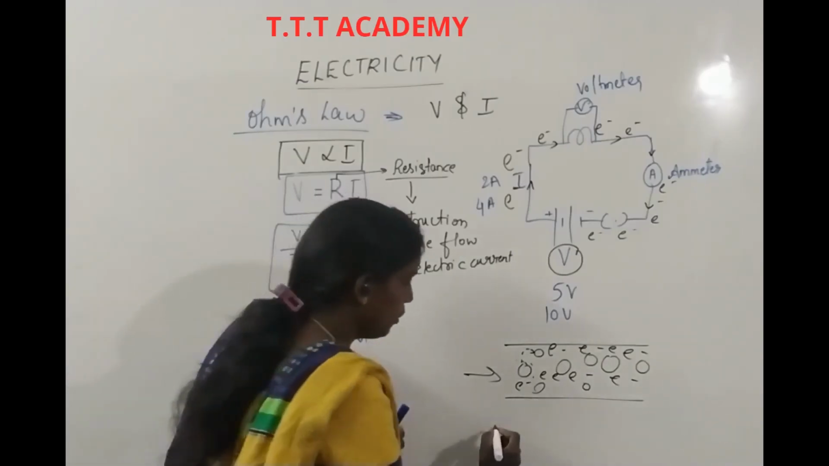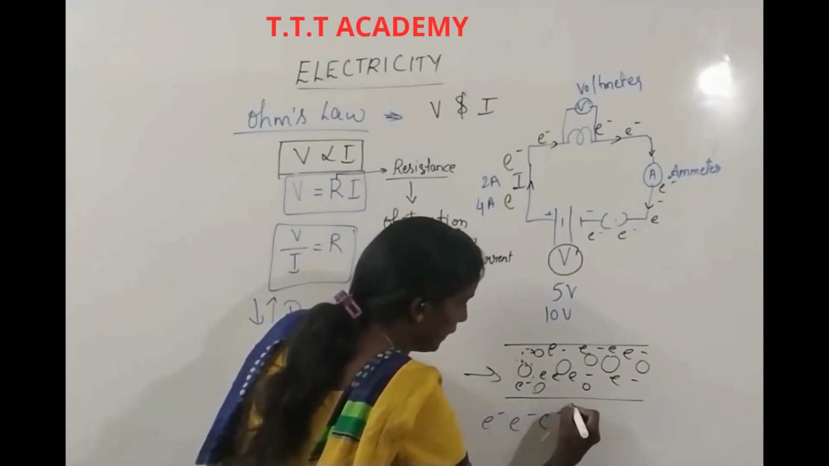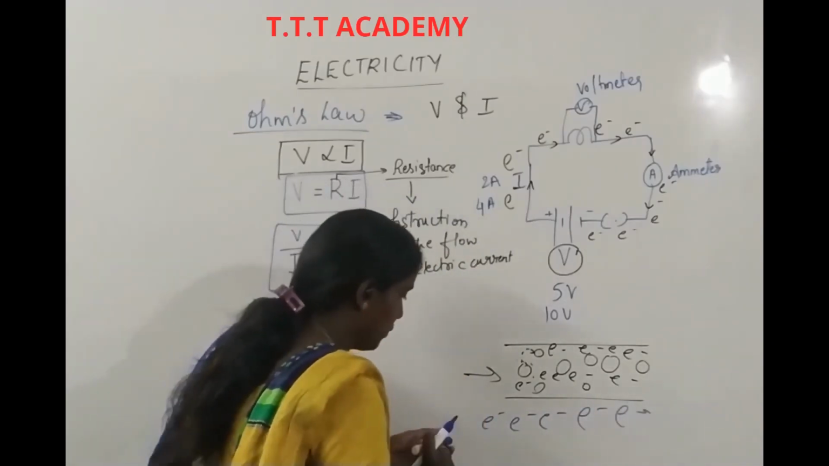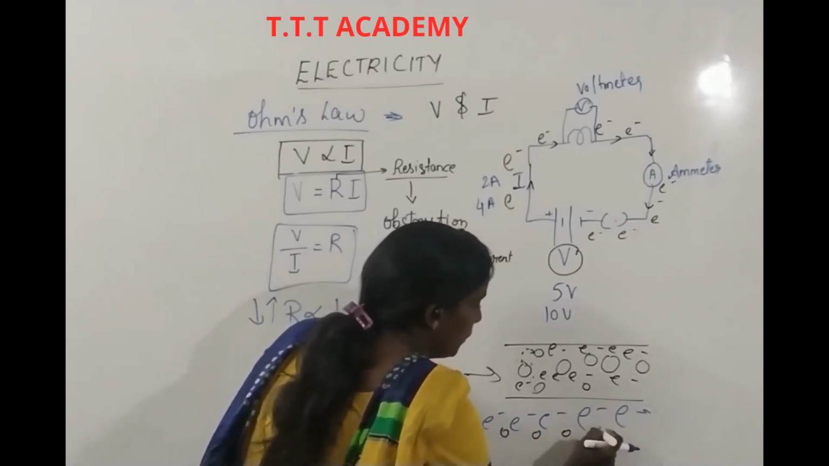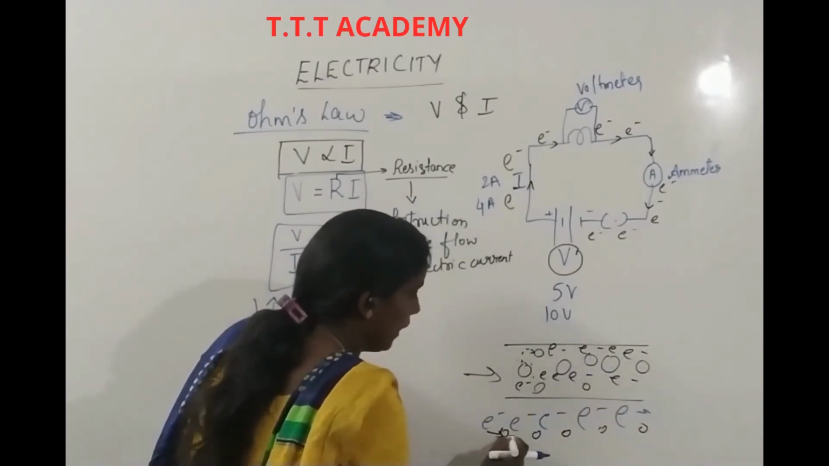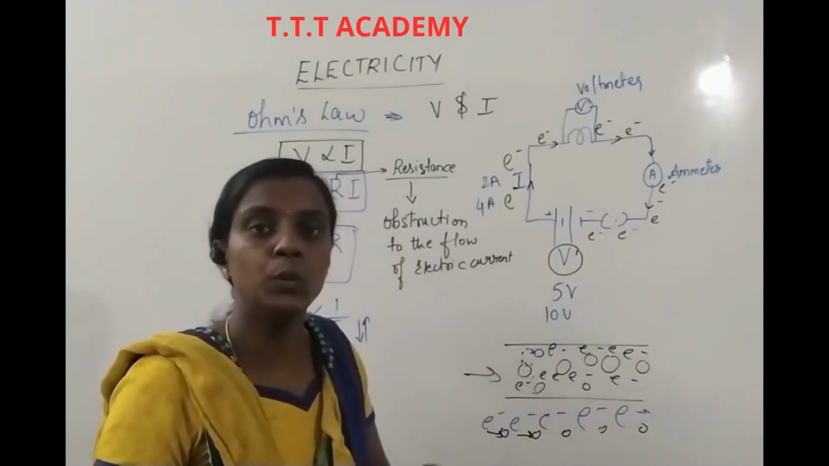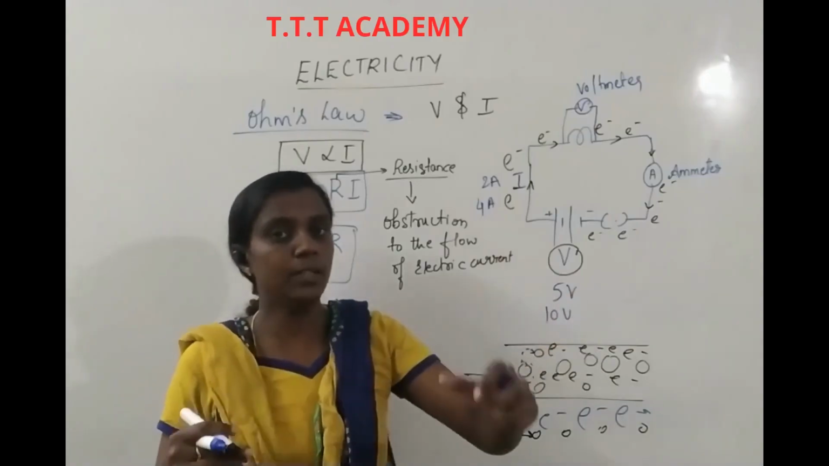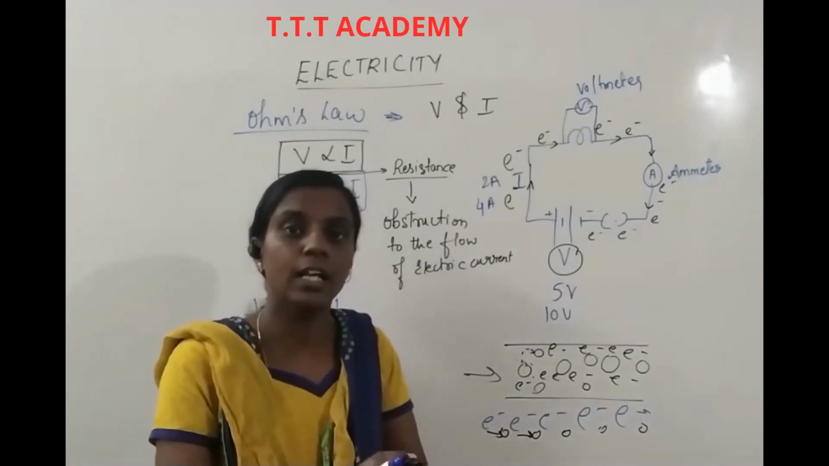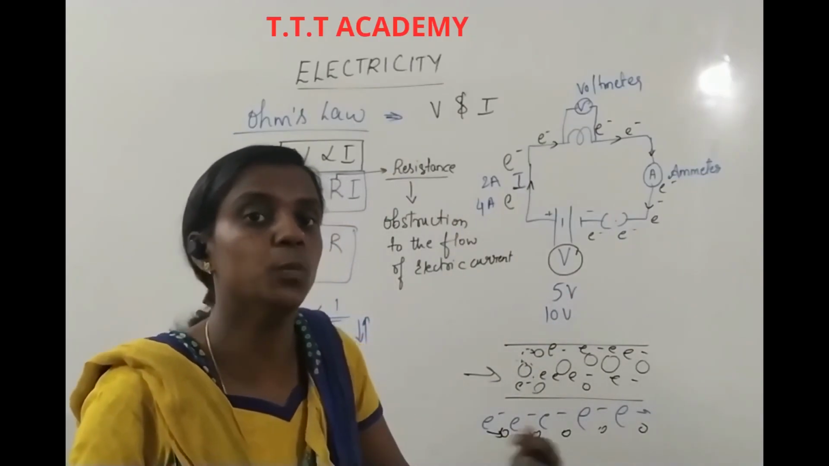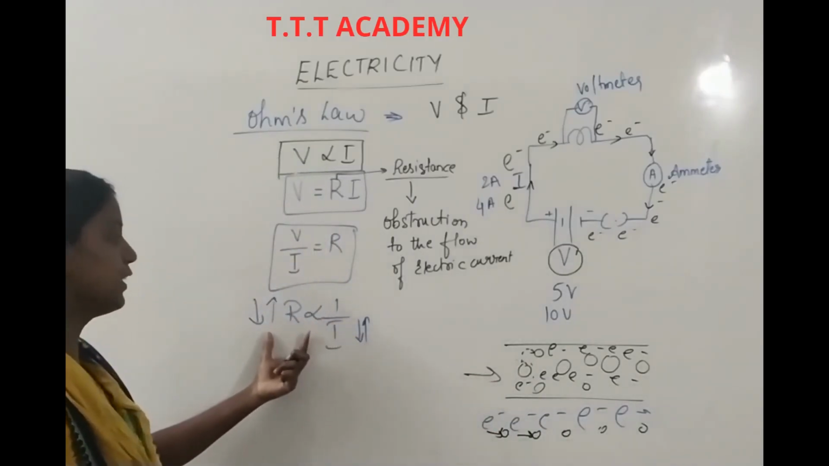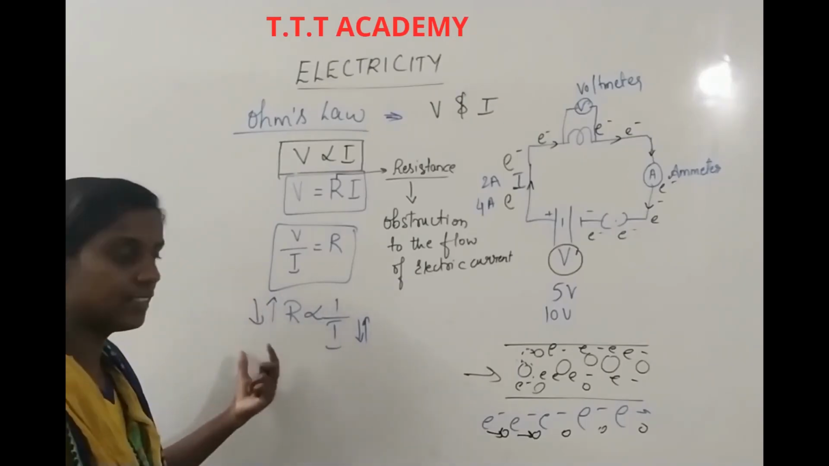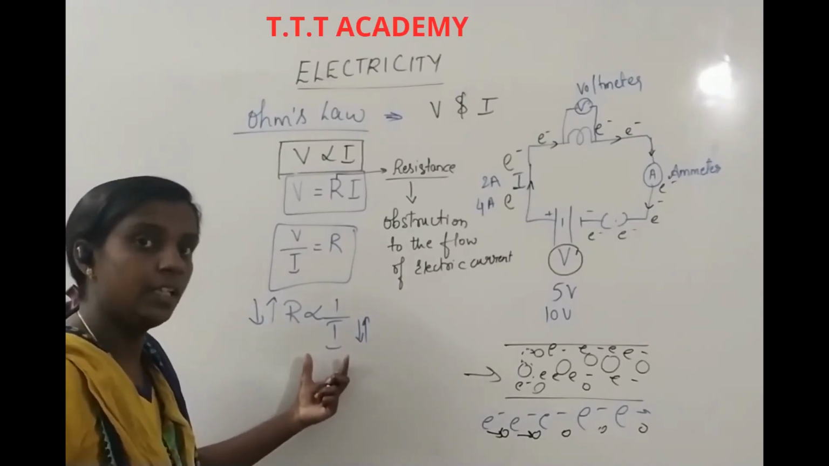I told you, when electrons flow in a conductor, there is a collision with the other atoms, the impurities in the metal coil. When they collide, they lose energy, so the speed of the flow of electrons becomes less. That reduces the electric current that passes. So when there is more resistance, less electric current will pass. When there is less resistance, more electric current will pass.